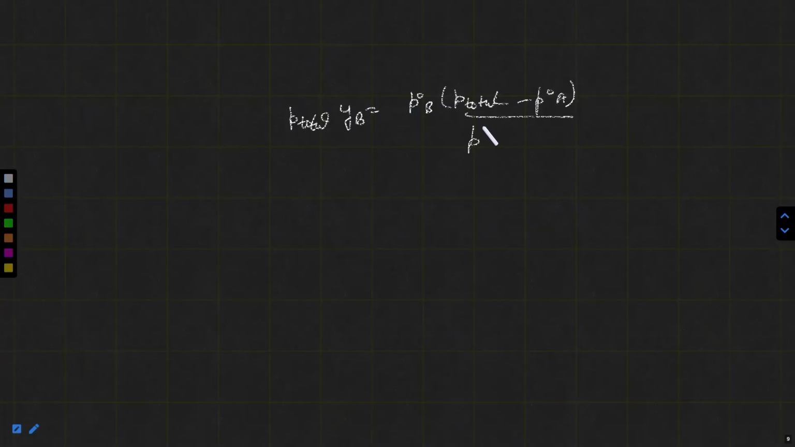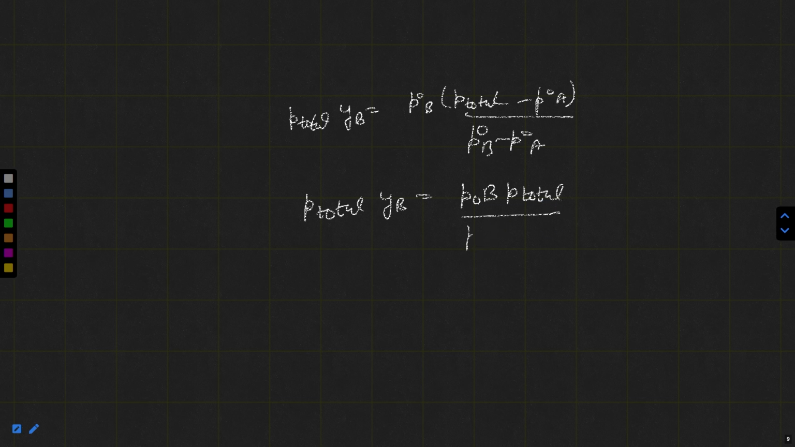What we have to do is take this P total out of this. So how will we do it? We can write it as P total YB is equal to P naught B P total by P naught B minus P naught A. Similarly, we can write P naught A P naught B over P naught B minus P naught A.